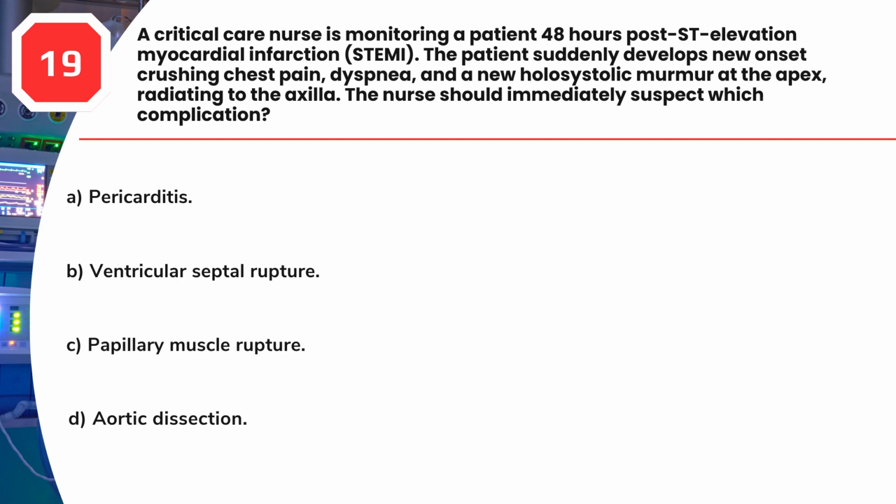Question 19. A critical care nurse is monitoring a patient 48 hours post-ST elevation myocardial infarction, STEMI. The patient suddenly develops new onset crushing chest pain, dyspnea, and a new holosystolic murmur at the apex, radiating to the axilla. The nurse should immediately suspect which complication? A. Pericarditis. B. Ventricular septal rupture. C. Papillary muscle rupture. D. Aortic dissection.